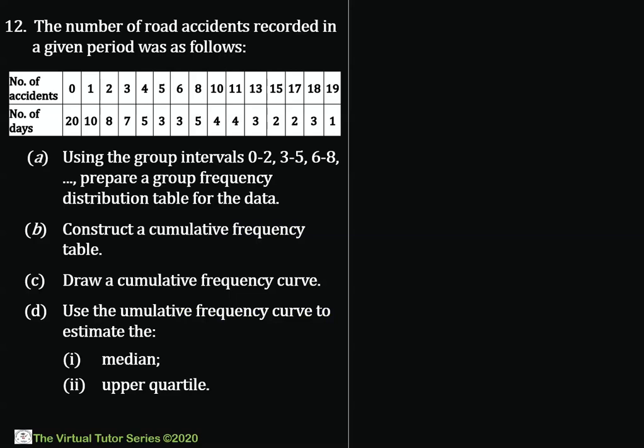The number of road accidents recorded in a given period was as follows. A. Using the group intervals 0 to 2, 3 to 5, 6 to 8, and so on, prepare a group frequency distribution table for the data. Solution for question 12A.